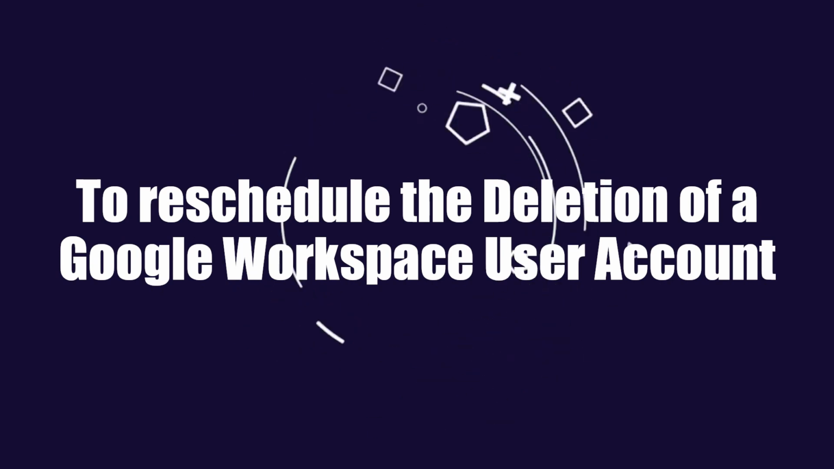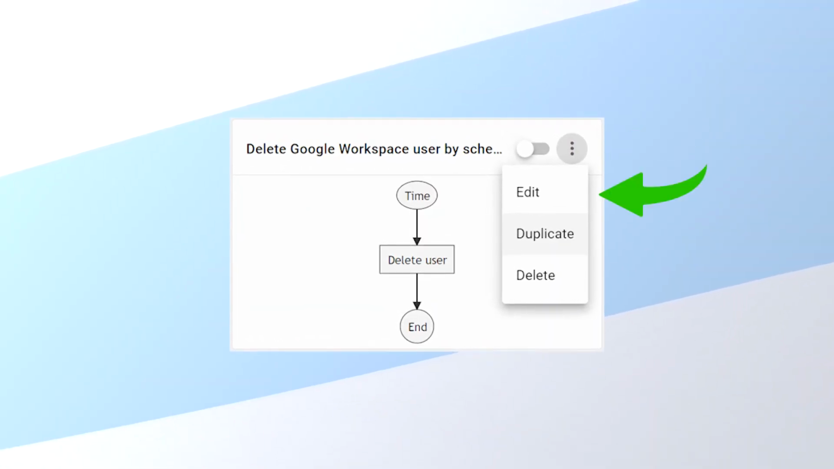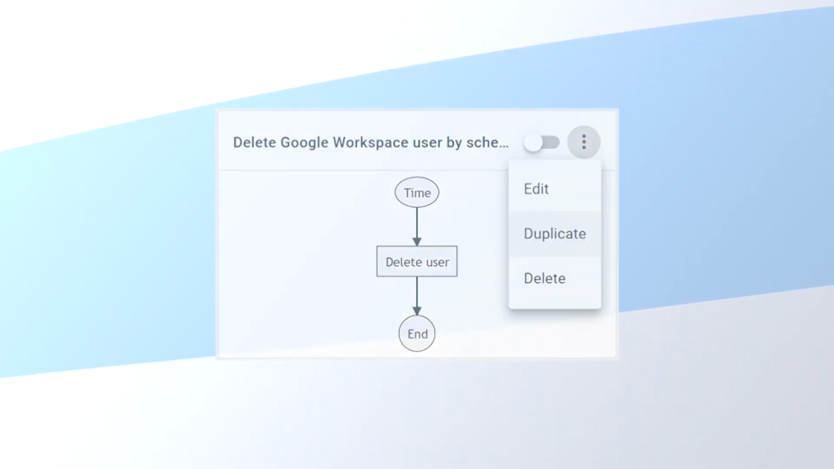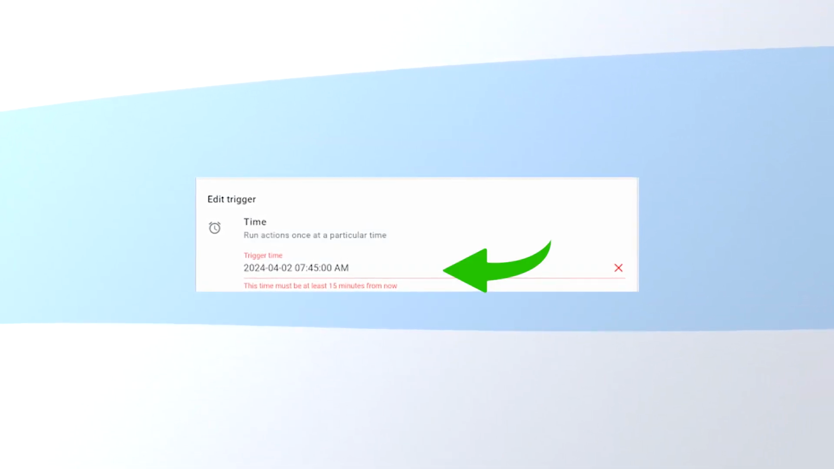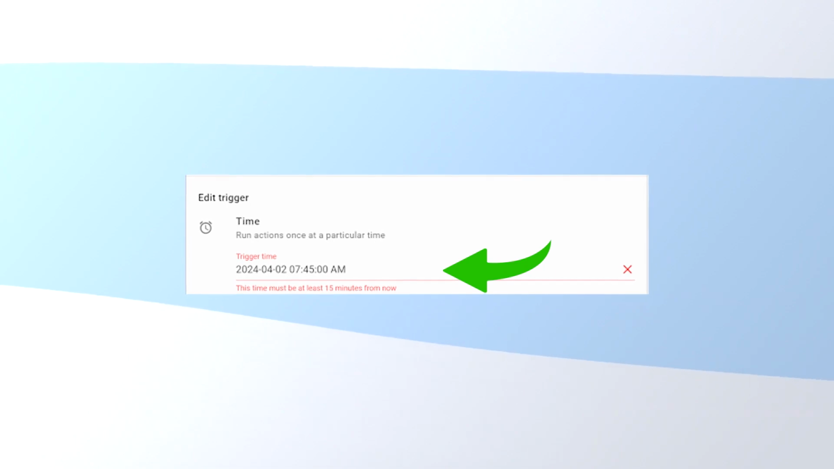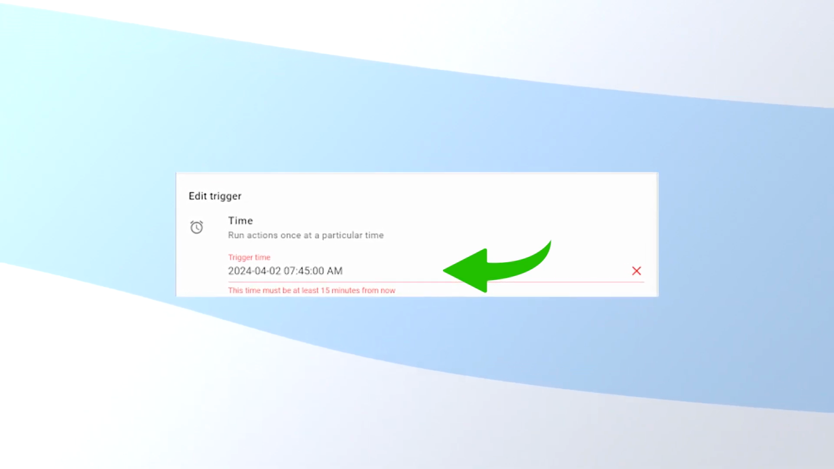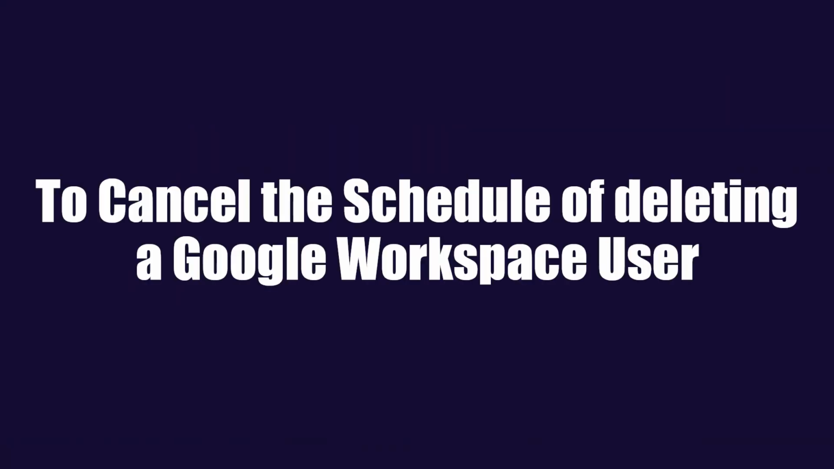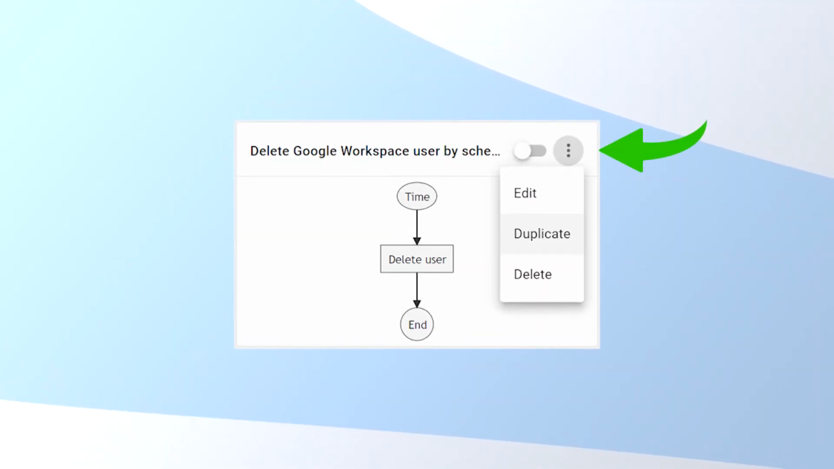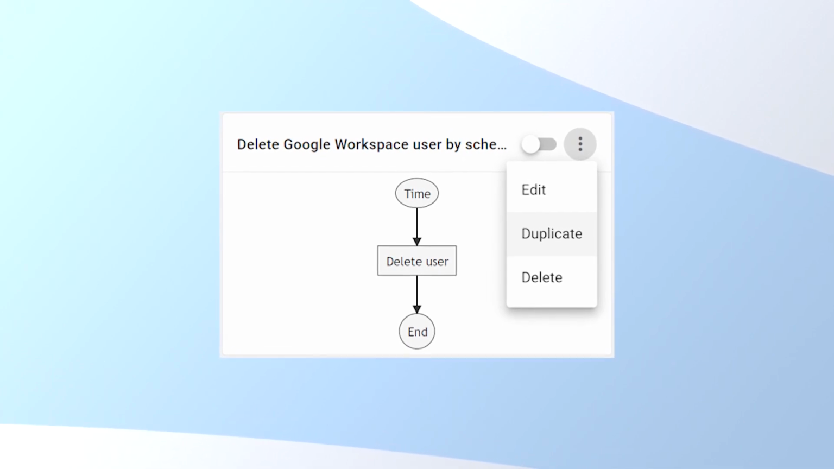To reschedule the deletion of a Google Workspace user account, click the menu button and select the Edit option from the drop-down menu. In the rule interface, choose the trigger time and specify a date and time for rescheduling the deletion of a Google Workspace user account. To cancel the schedule of deleting a Google Workspace user, click the menu button located next to your rule in Foresight. Click on Delete. It's simple and easy.